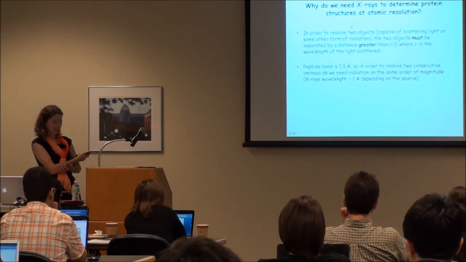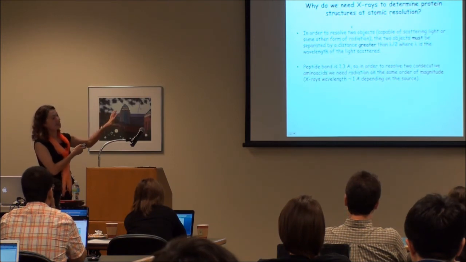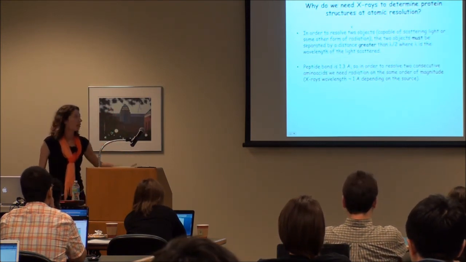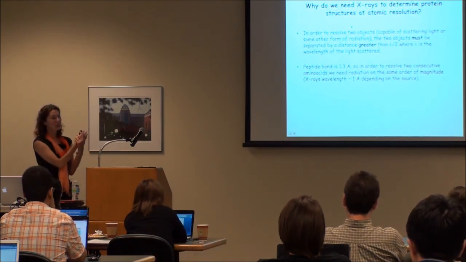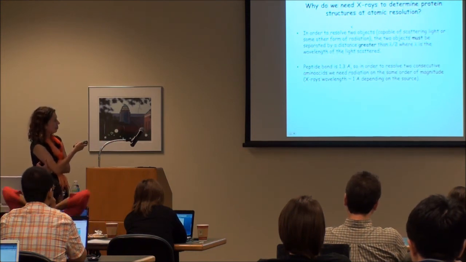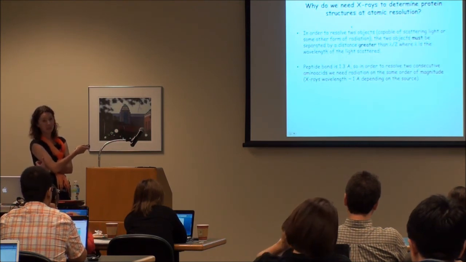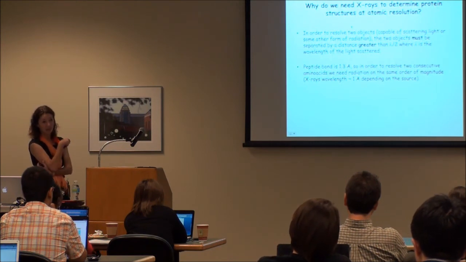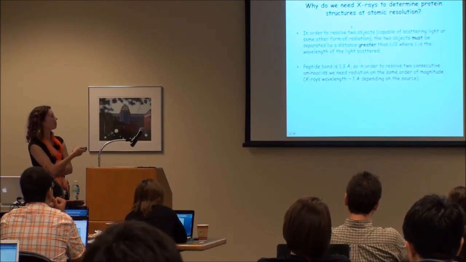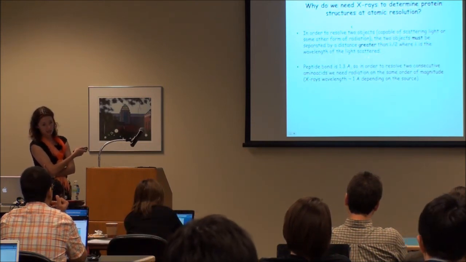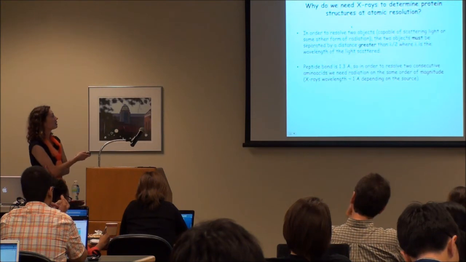So with X-ray crystallography, in order to resolve 2 objects, you need the 2 objects. Why do we need to solve the protein structures with X-ray crystallography to determine atomic resolution? It's because you need to scatter light with a wavelength of the order of the distance that you want to look at, right? So those are the X-rays. Angstrom resolution. So the peptide bond in proteins is about 1.3 angstroms, so you need angstrom resolution, angstrom wavelength. So that's X-rays.